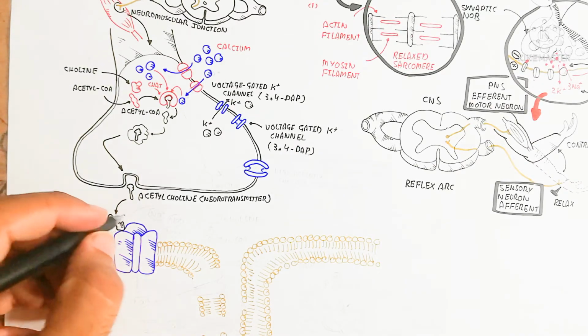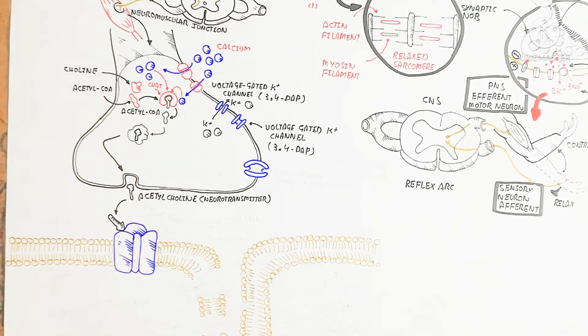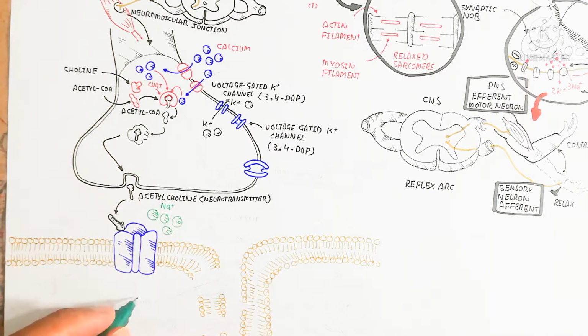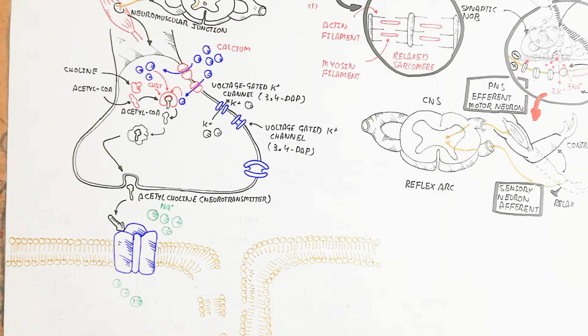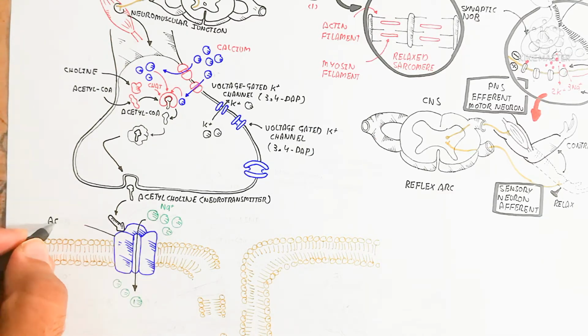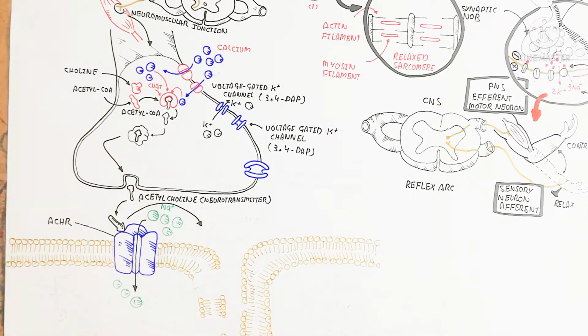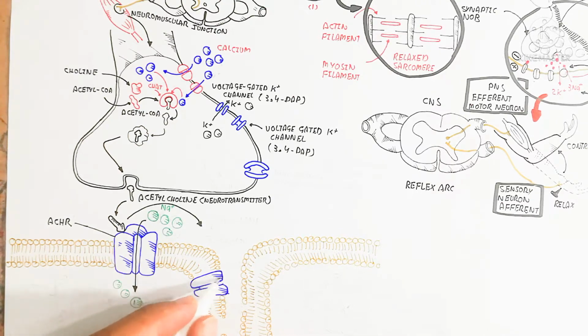Here is the voltage gated potassium channel, through which the potassium will move out, and this is used for the depolarization. After the depolarization, calcium will also stimulate the exocytosis of the acetylcholine neurotransmitter.